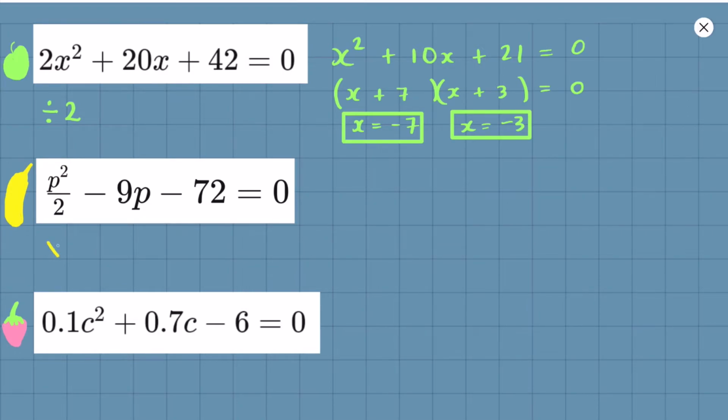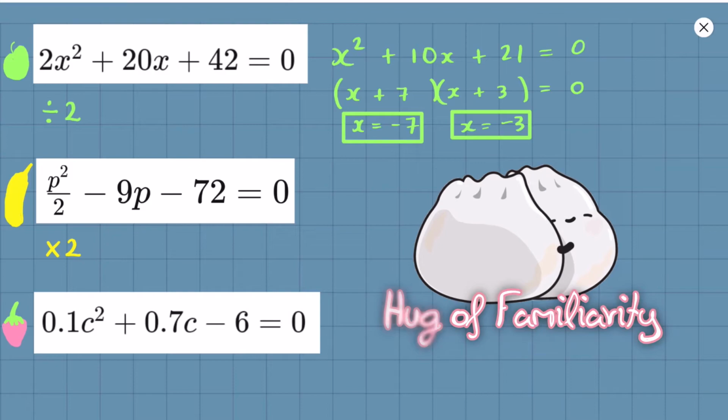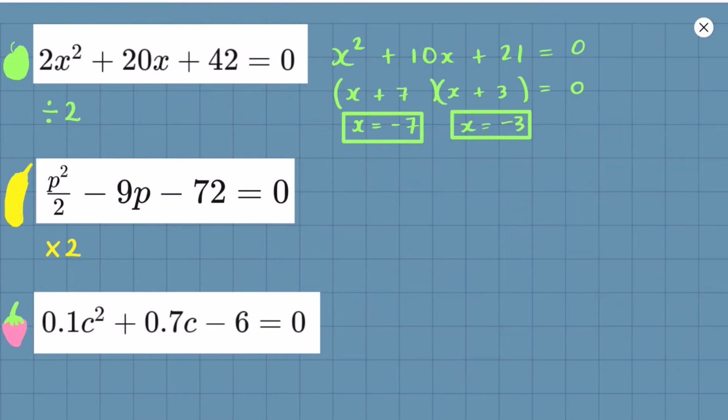The second one shows how it's not always a division. It could be a multiplication. So we're going to multiply by 2 here because we don't want that fraction there. So we don't really know what to do with it. In a lot of the cases, we're just trying to put it into a format that we're used to seeing. And there's nothing wrong with that. So if we do multiply by 2, we've got p squared, subtract 18p, subtract 144. And that's going to be equal to 0. And now we just decide how to factorize this thing.